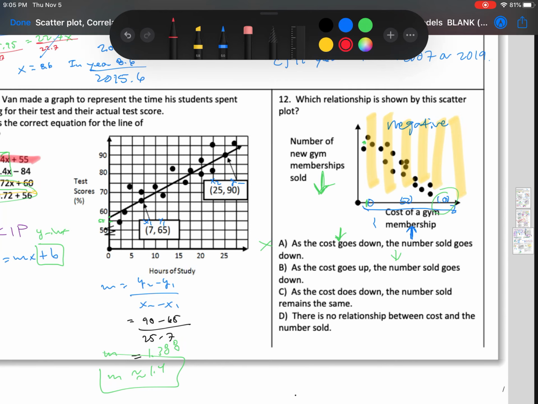As the cost goes up, the number of sold goes down. That is correct. As the cost goes down, so you're in some ways, if you want to say cost, you're actually going from right to left. The number of sold remains the same. Oh, because that would just be a constant. And they're saying there is no correlation, so that would be wrong. So last answer is B is our final answer.